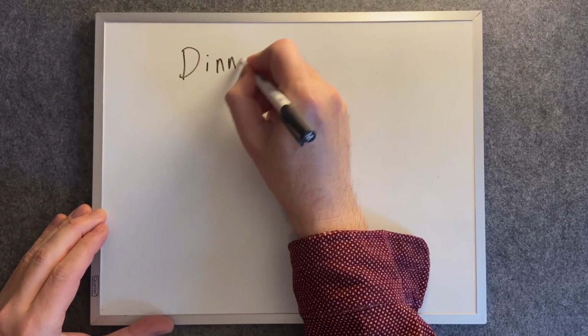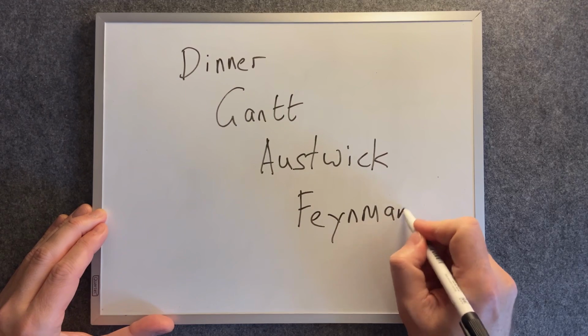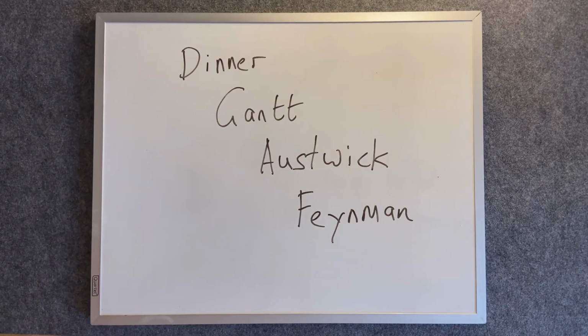It's called the DGAF diagram. That stands for Dinner, Gantt, Austwick, Feynman diagram. The DGAF diagram combines perhaps two of the most famous data visualizations, the Gantt chart and the Feynman diagram. And I've thrown Austwick in there as well because, a little finder's fee, something to wet my beak. I think I've earned it.